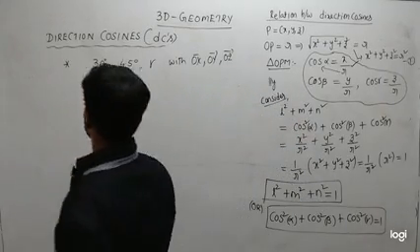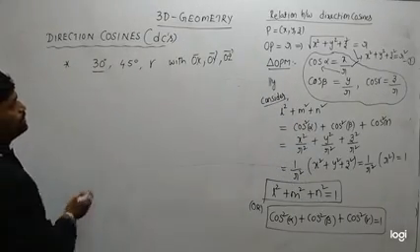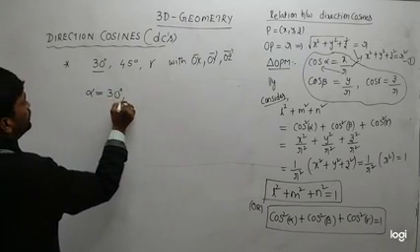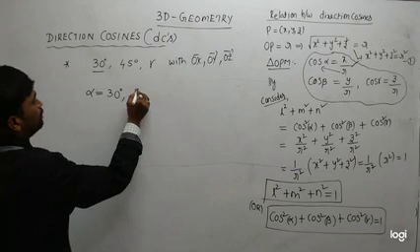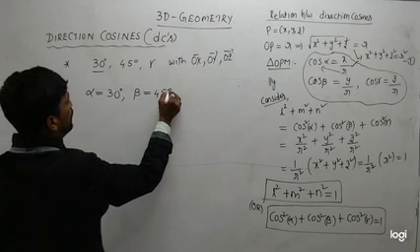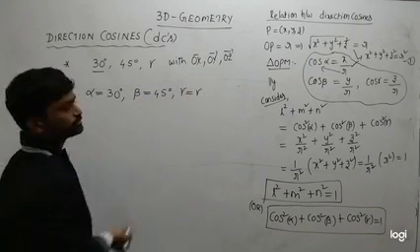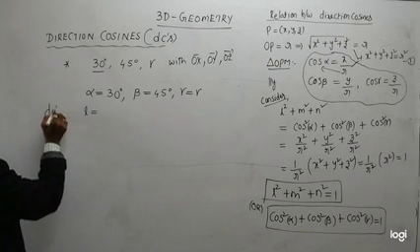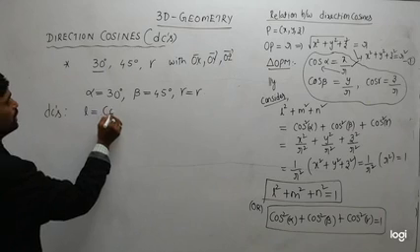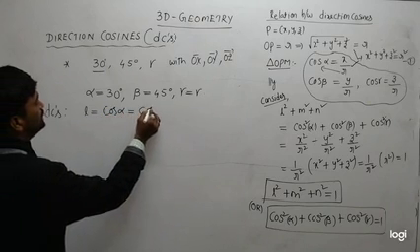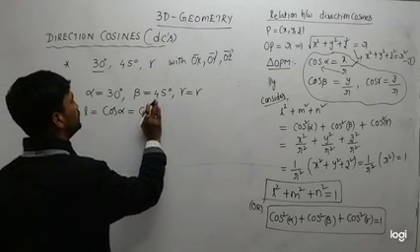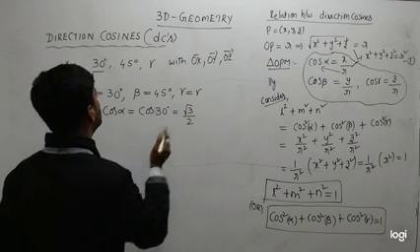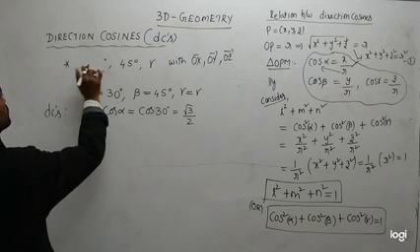See here. This 30 degrees denotes what? It makes an angle with OX. The standard symbol is alpha. Alpha is 30. 45 with what? OY. That means beta is 45 degrees, and gamma is gamma only. Then L, the direction cosine, becomes cos alpha. Cos alpha is cos 30. So what is the cos 30 value? Root 3 by 2.